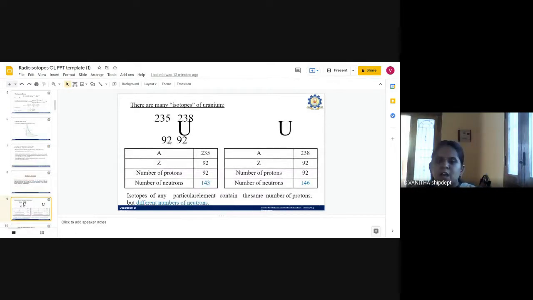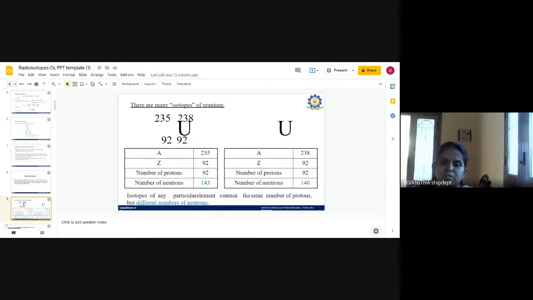This is an example of a radioactive isotope. Here we are taking uranium. The uranium isotope is uranium 235, 92, which gives the mass number and the atomic number. Another isotope of uranium is uranium 238, 92. Here, 235 is the mass number of uranium and 92 is the atomic number.